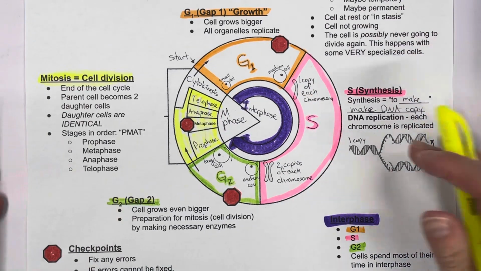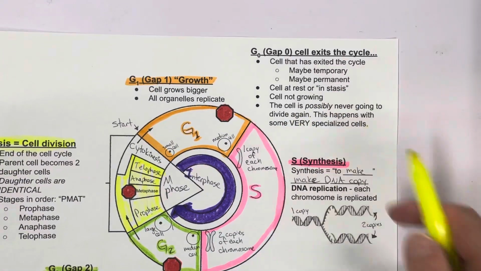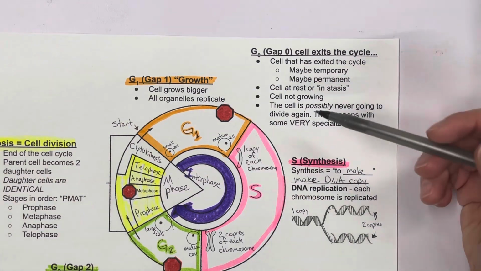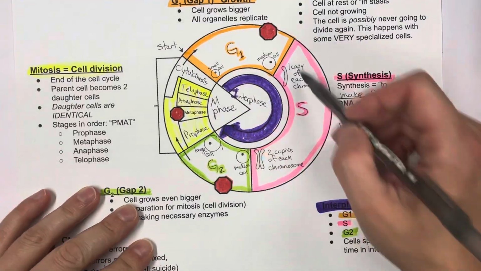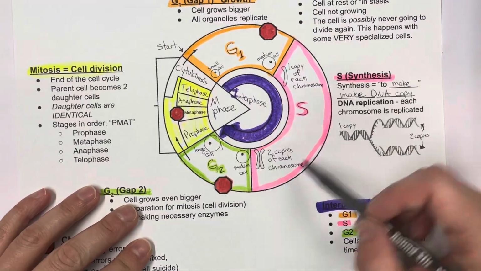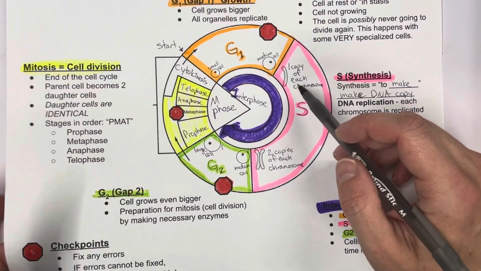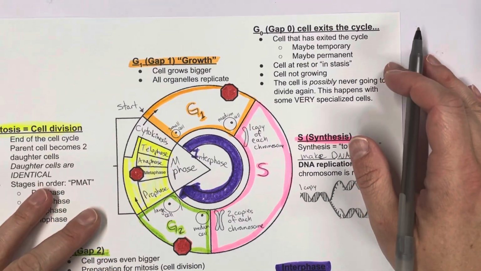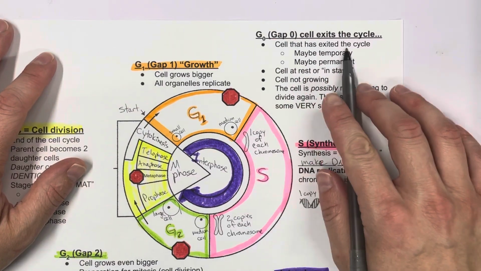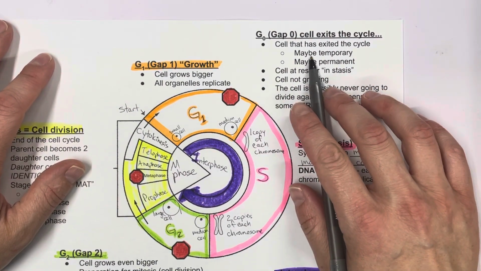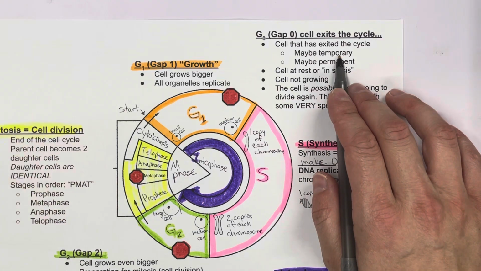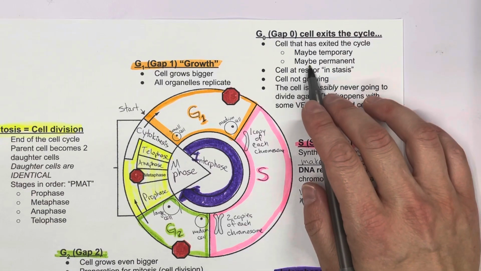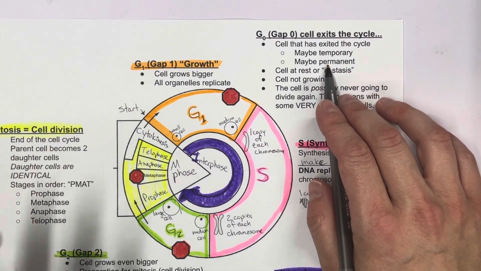Now I've talked about everything but this corner over here. G0, gap 0. Sometimes a cell is done doing the cycle. It doesn't need to do any more. It's become so very, very specialized that it's done dividing. The cell that has exited the cycle, this may be temporary, it may be permanent. Some cells will exit the cell cycle because they don't have enough nutrients. They need to pause, waiting for more nutrients to be able to continue the cycle. Other times it's permanent, when we have a specialized cell.